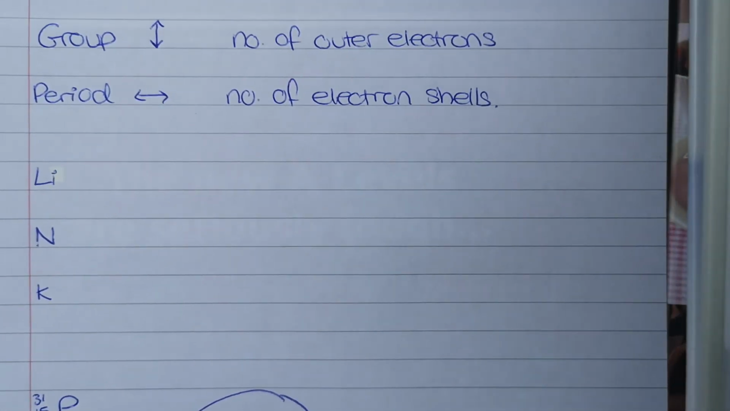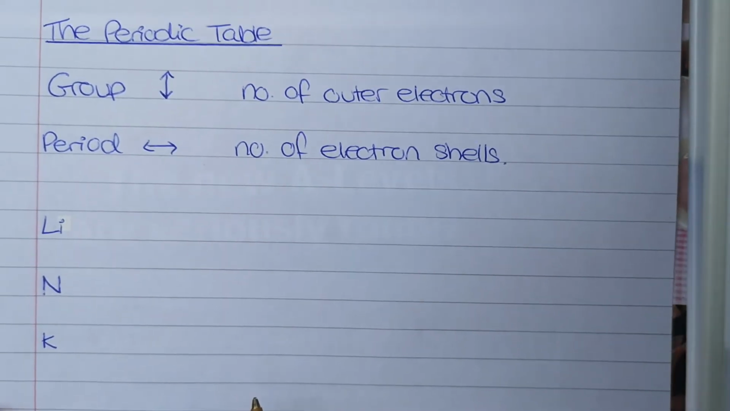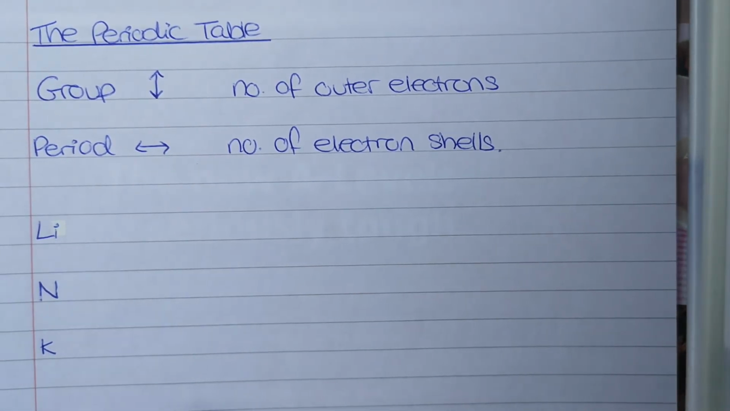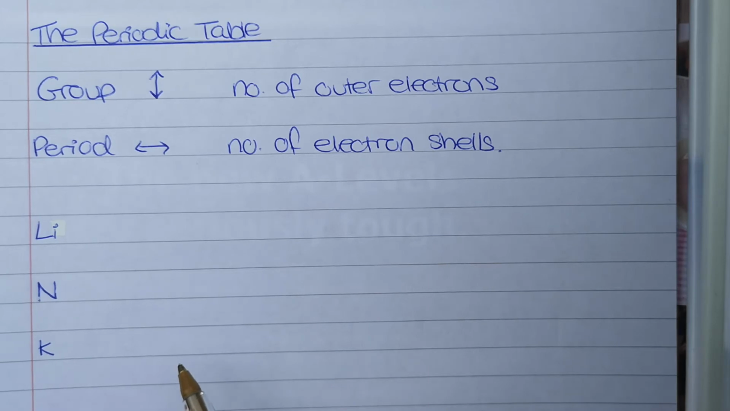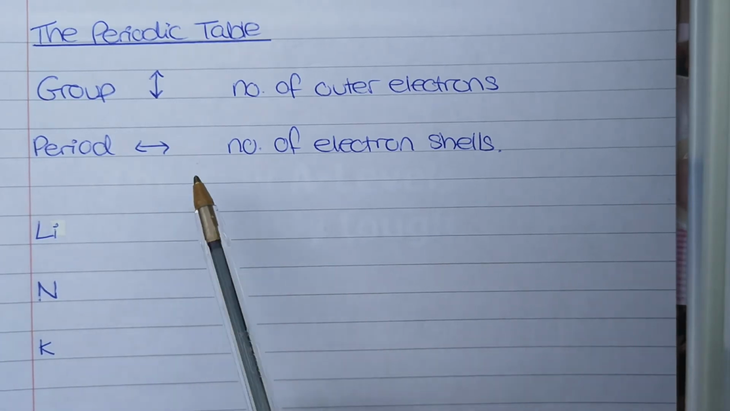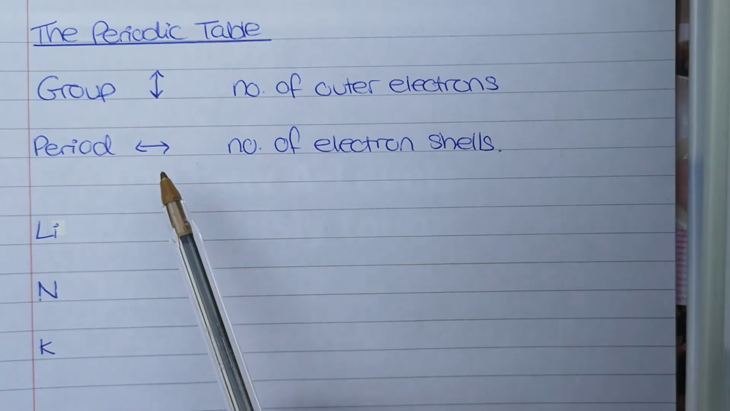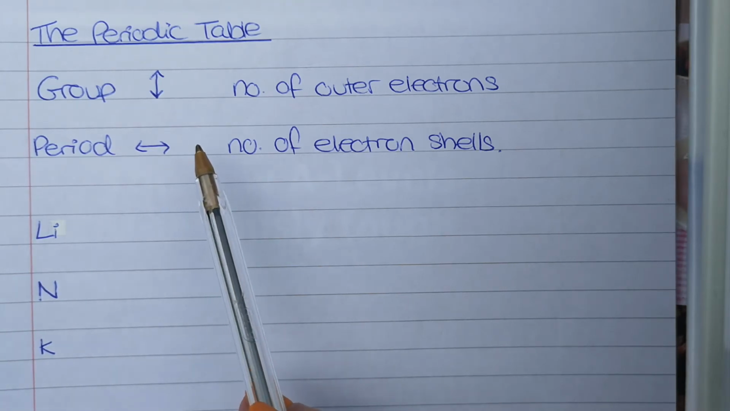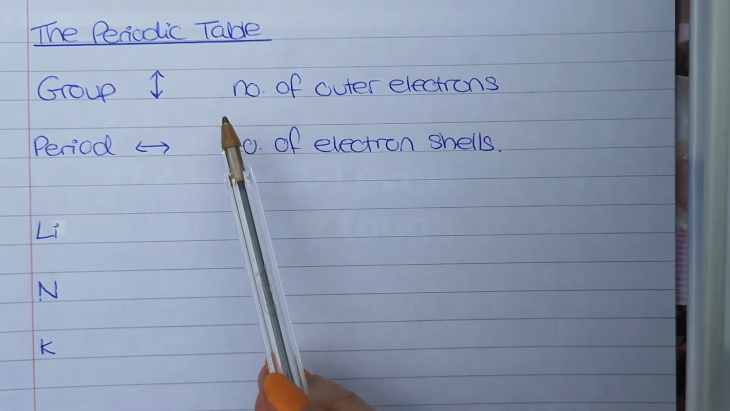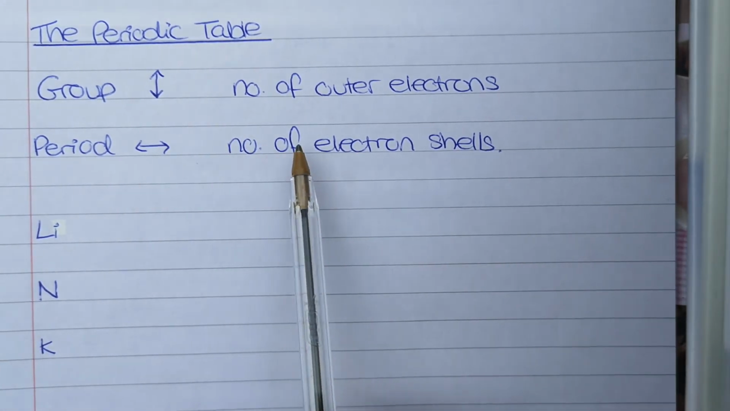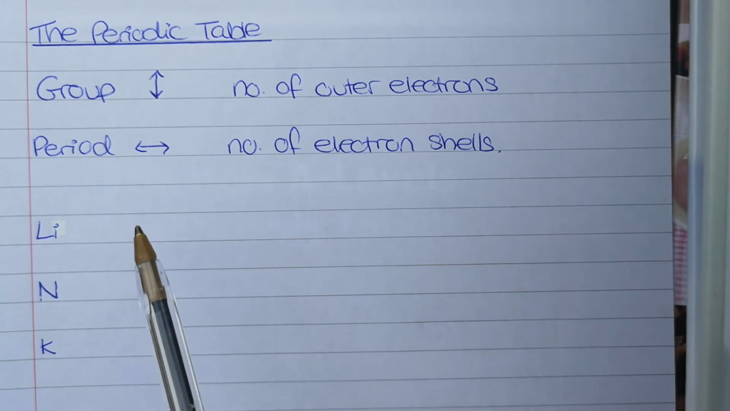Now, you can use the periodic table to help you out in exam questions. Sometimes they ask you which group something is in and they'll give you a diagram. The group number, so the groups are the columns on the periodic table, that will tell you how many electrons there are in the outside shell. Okay, so if it's in group 1, it's got 1 electron in its outside shell. Group 2 has got 2 electrons, and so on. The period, they're the rows that go across, that tells you how many electron shells there are.